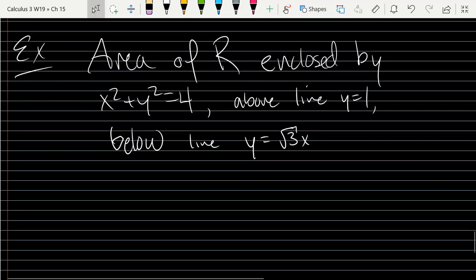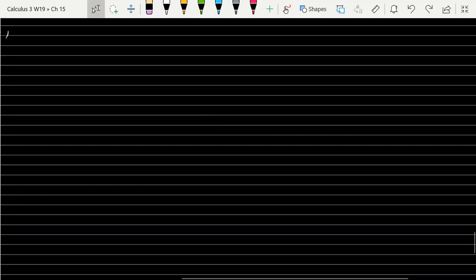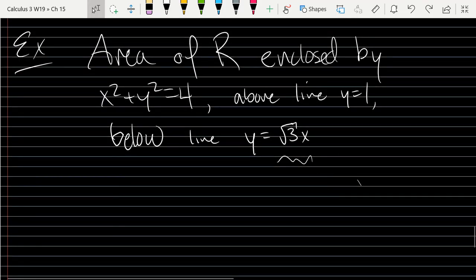So step one, graph out the region. Do that right now. Graph this out. Your line's a little bit weird. The only thing weird about your line is the slope is not an integer, but you should be able to handle that now. Square root 3 is between 1 and 2. I think it's about 1.73, so just estimate what your slope actually is when you're drawing it. The slope will probably be about that steep right there.